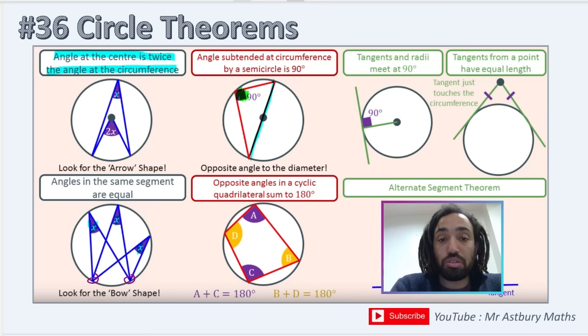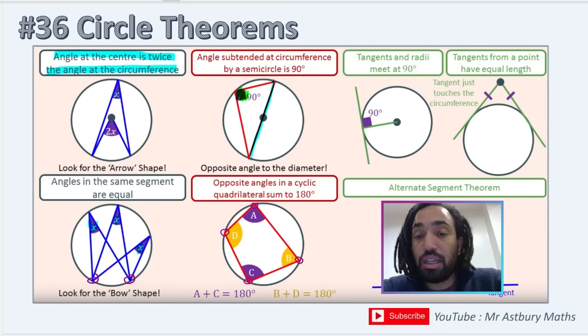We have opposite angles in a cyclic quadrilateral sum to 180. So a cyclic quadrilateral means that every point on the quadrilateral lies on the circumference of the circle, and then you can see here by the two colors, the yellows will add to 180 and the purples will add to 180.